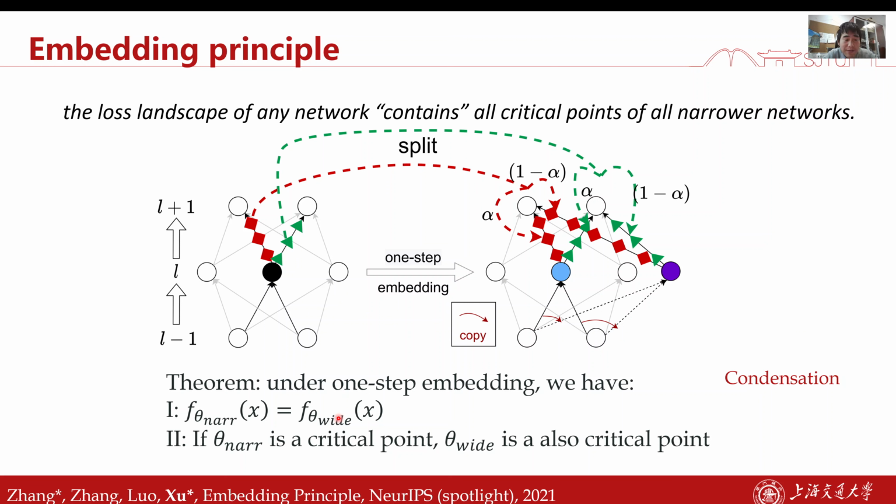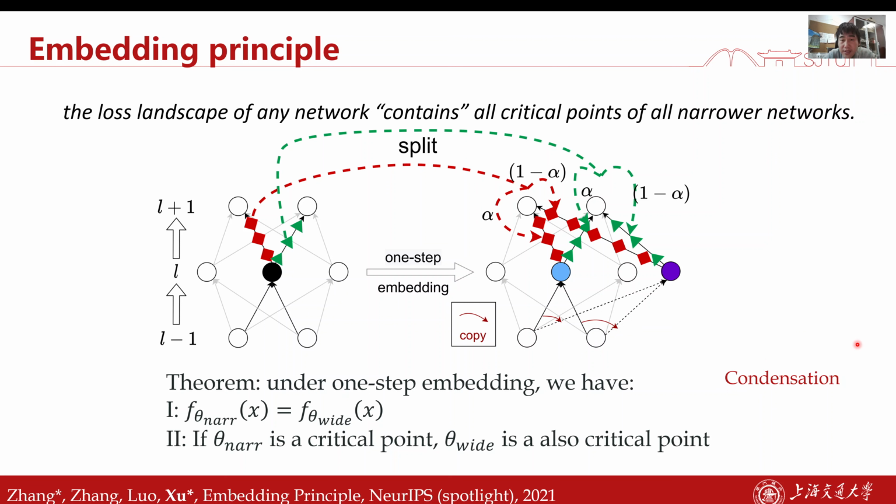And one step further, we prove this. If this narrow neural network is at a critical point, then this wider neural network is also at a critical point, meaning if its gradient is 0, this gradient is also 0. So this copy indicates we split this network in a way of condensation.